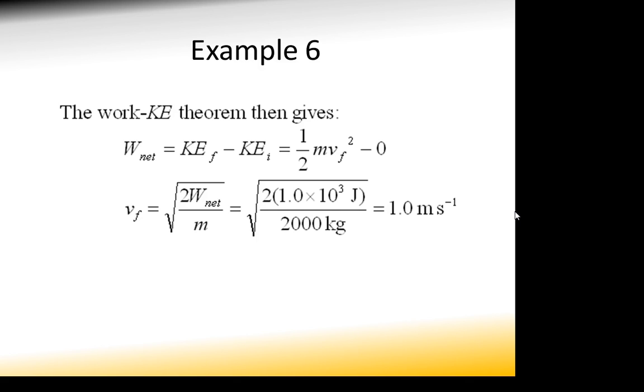I sub in everything, I get 1.0. Because if any one of you wrote 1 SM, wrong. Never leave your answer to 1 SM. Even if it's exact, you write 1.0 or at least 1.00. Right? Never leave your answer to 1 SM. Okay?